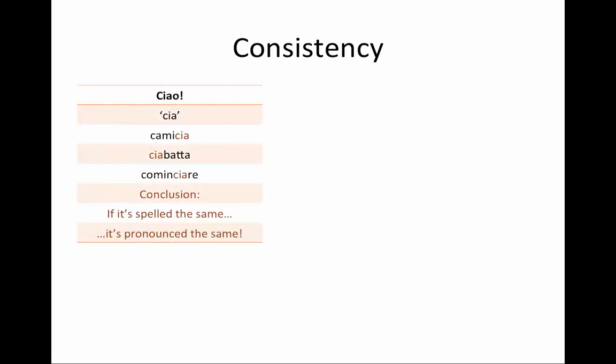The number one rule of Italian pronunciation is that it is always consistent. If something is spelled the same, it's pronounced the same. Just look at this word. Everybody knows how to pronounce ciao, right? Ciao. You've heard it a million times. It's spelled with CIA at the beginning, and that sounds like cha.